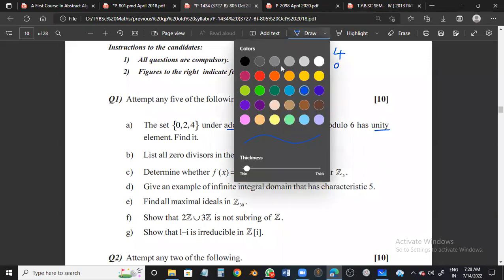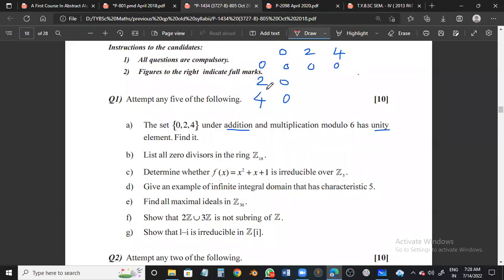What next do I want? 2 2s are 4. Never forget where we are. We are in multiplication modulo 6, which means we are in Z6. Never forget. Now, 2 4s are 2. Then I'll go for 4 2s are 2. 2 again. And 4 4s are 4. Yes. So what do you observe?